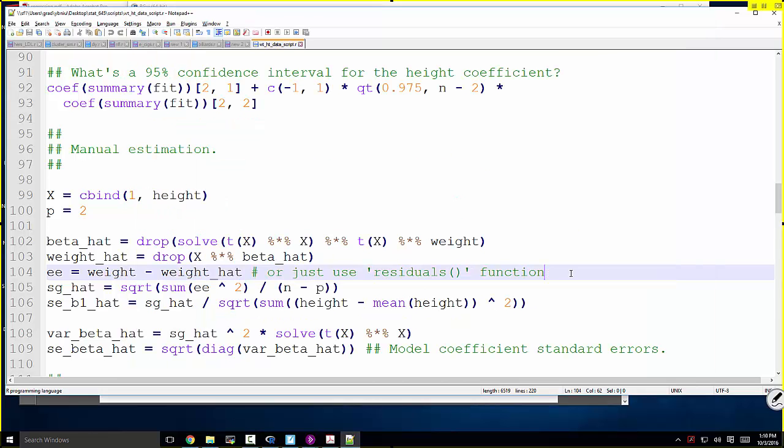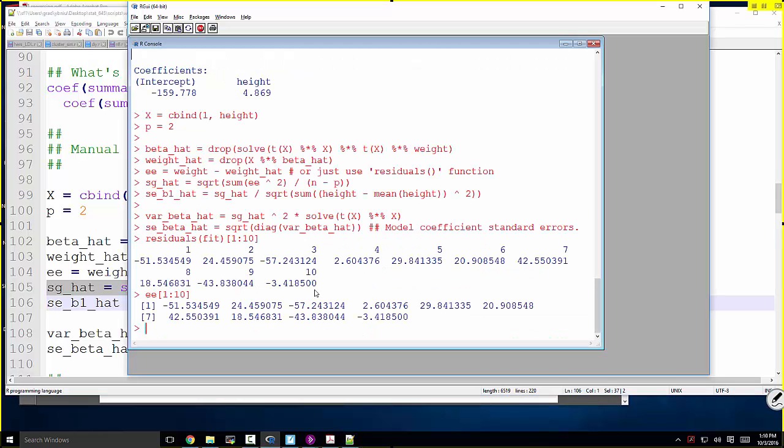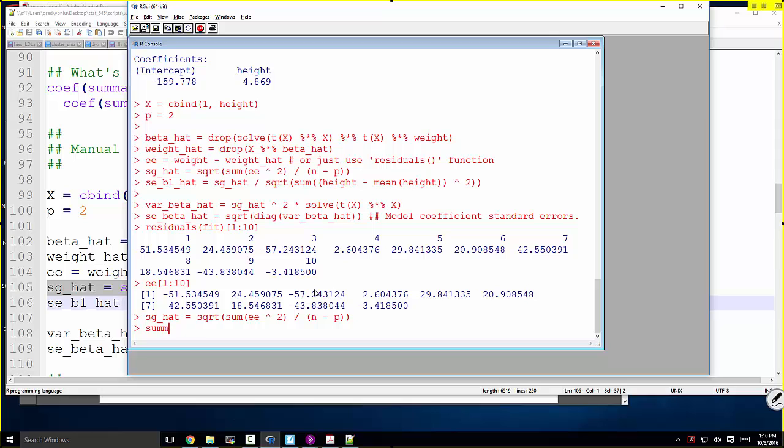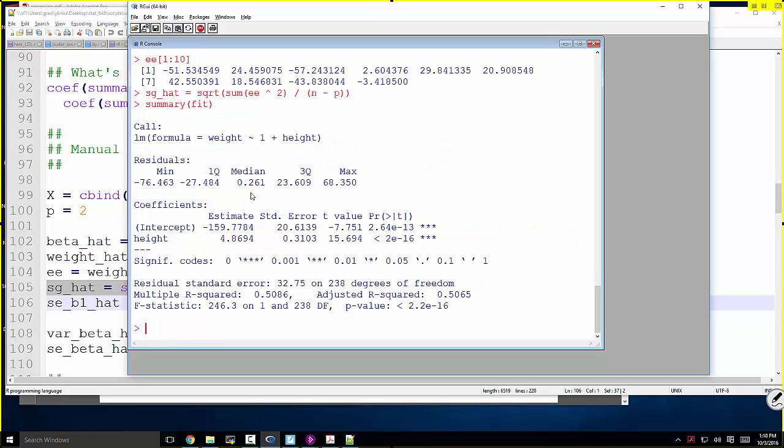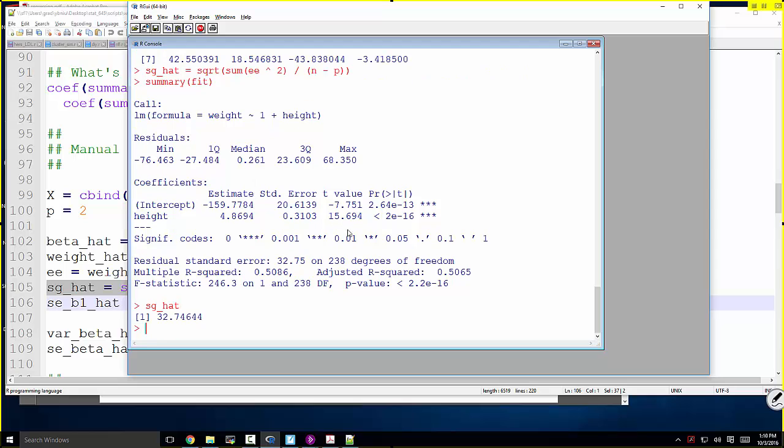Once we have residuals, here is the estimate of sigma, the residual standard deviation. This comes straight out of the notes: sum the square of the residuals and divide by n minus p. Sigma hat. Let's look at the summary of our fitted object for a moment. What lm calls residual standard error is what we just computed. It's the sigma hat, same thing that we computed.